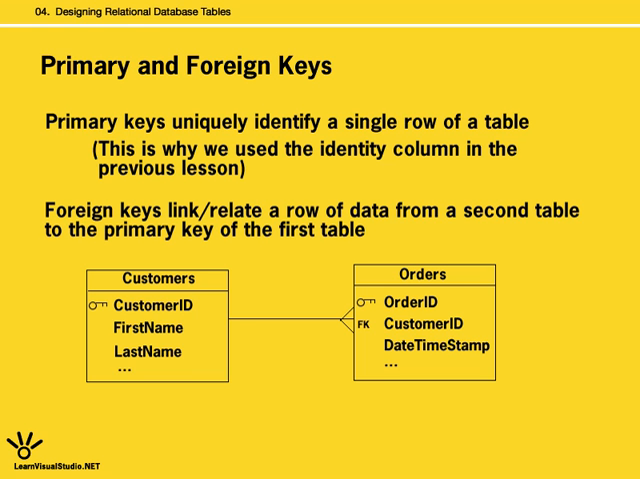So let's take a moment to stop what we're doing and go to Visual Web Developer 2005 Express Edition and use the visual tools to create a second table from our previous lesson's example, define primary keys, and create relationships between two tables.